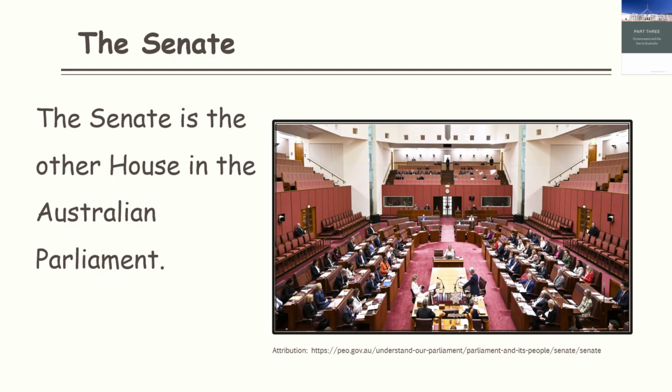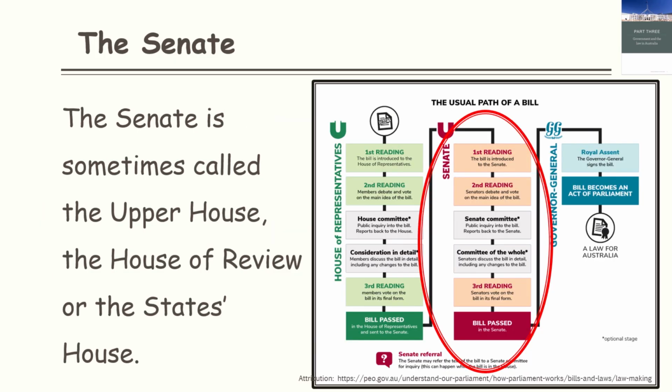The Senate is the other house in the Australian Parliament. It's the next level of government after the House of Representatives. The Senate is sometimes called the Upper House, the House of Review, or the States House. Proposals for new laws, which are called bills, are first presented in the House of Representatives. If the bill is passed in the House of Representatives, it then goes on to the Senate to be double-checked, debated, and voted on again.